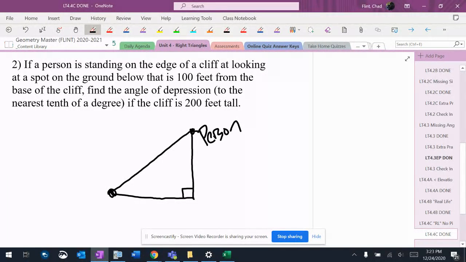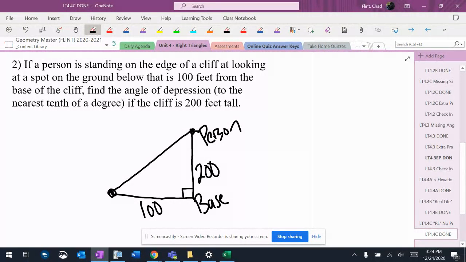We've got some numbers now. It says the cliff is 200 feet tall. That's definitely going right there because tall is up and down. It says a spot on the ground that's 100 feet from the base. Again, this is kind of like number one if you did it. The base is right there. And then the spot is out here, so the 100 is going to go right there.